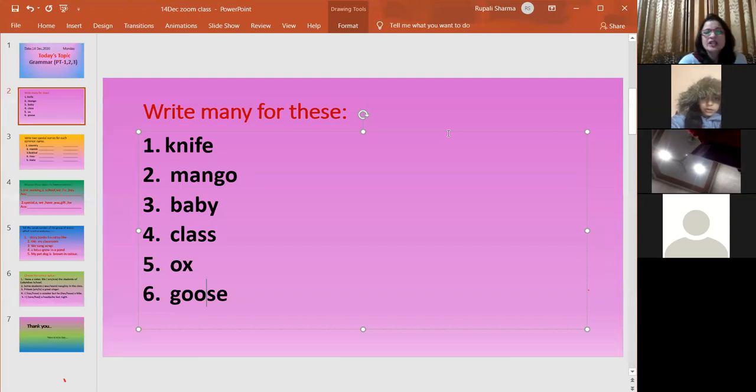Okay, very nice. Then at number 2, mango. So students, the word which ends with O at the end, to make that word plural, we add ES. So here we will add ES and it will become mangoes. Jahan pe bhi jis word mein end mein O hota hai, wahan pe ES laga ke hum usko plural kar dete hain.